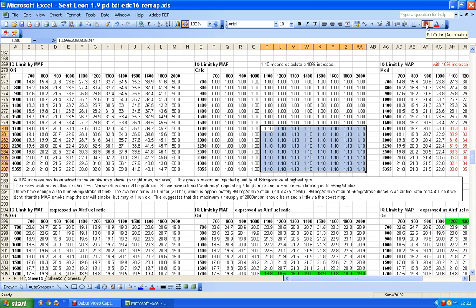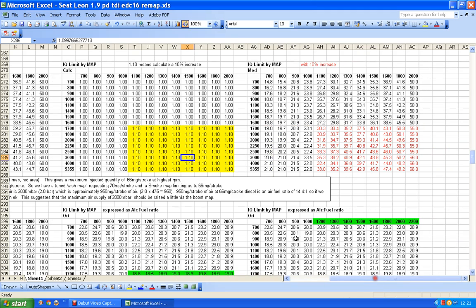So if I just highlight that, if I put some colour in, let's go for some yellow. I'll highlight that with a yellow block. So there's my 10% increase, and that 10% increase will immediately be represented here. Because it's an increase, it's red. If it was a decrease, it would be blue, and if it was no change, it would be black.